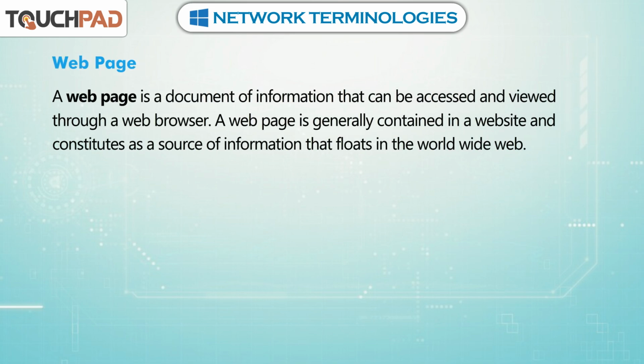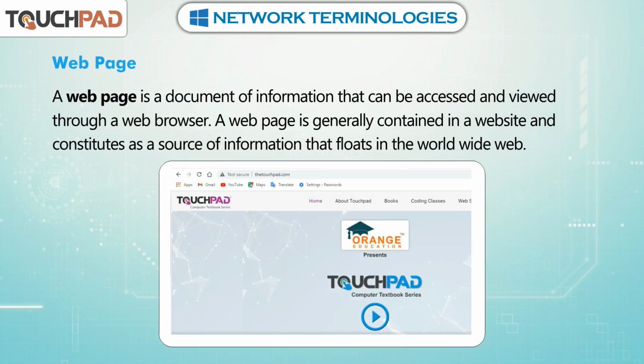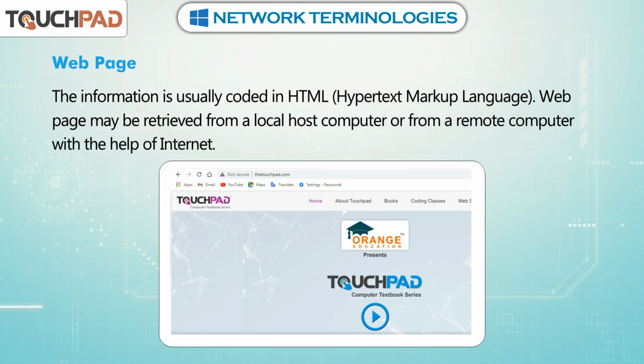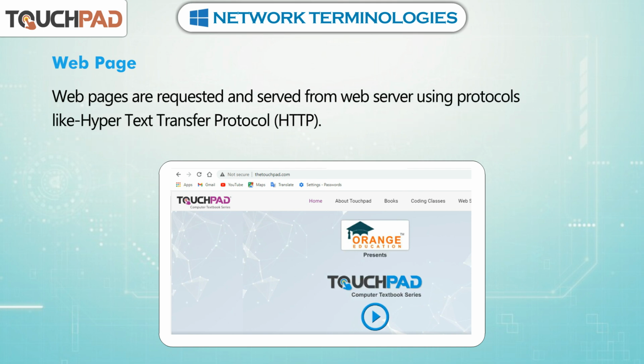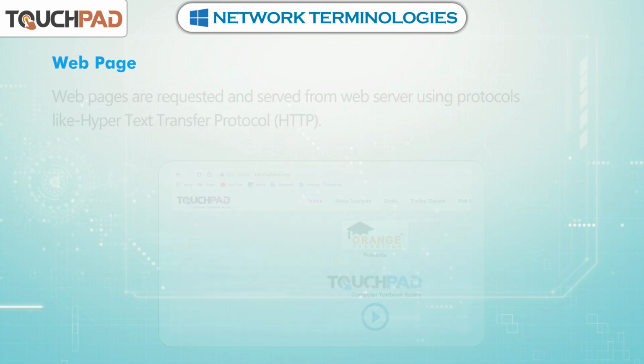Web page. A web page is a document of information that can be accessed and viewed through a web browser. A web page is generally contained in a website and constitutes a source of information that floats in the World Wide Web. The information is usually coded in HTML, hypertext markup language. Web page may be retrieved from a local host computer or from a remote computer with the help of internet. Web pages are requested and served from web server using protocols like Hypertext Transfer Protocol, HTTP.